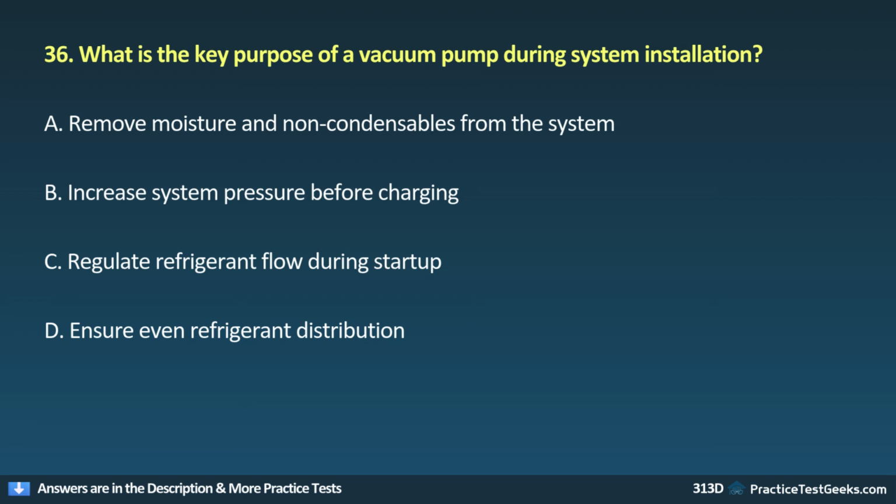36. What is the key purpose of a vacuum pump during system installation? A. Remove moisture and non-condensables from the system. B. Increase system pressure before charging. C. Regulate refrigerant flow during startup. D. Ensure even refrigerant distribution.